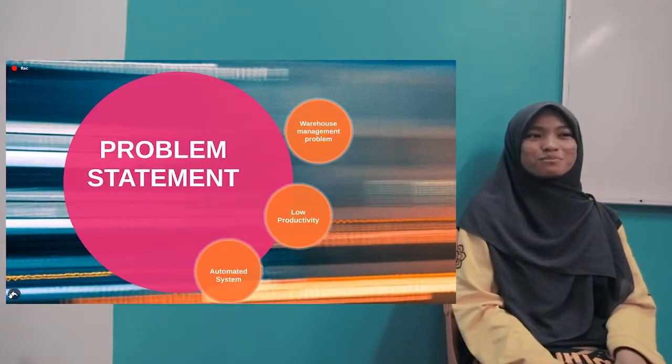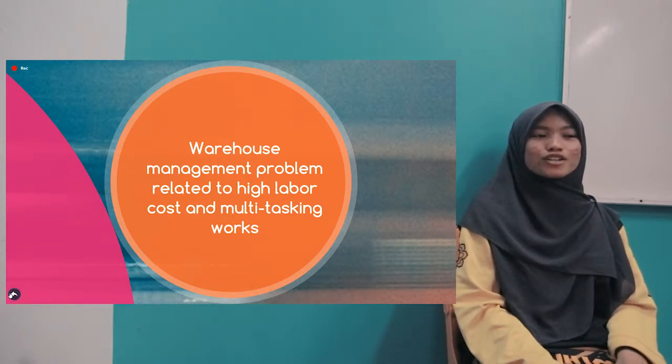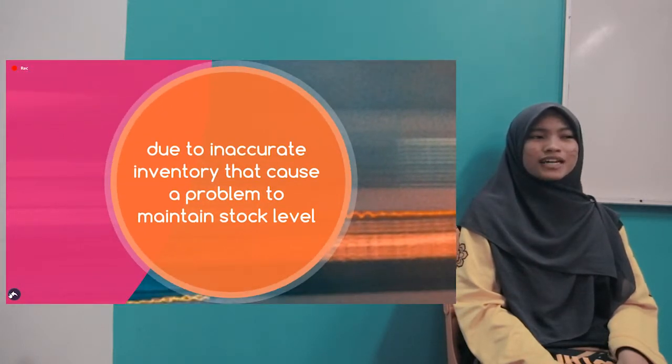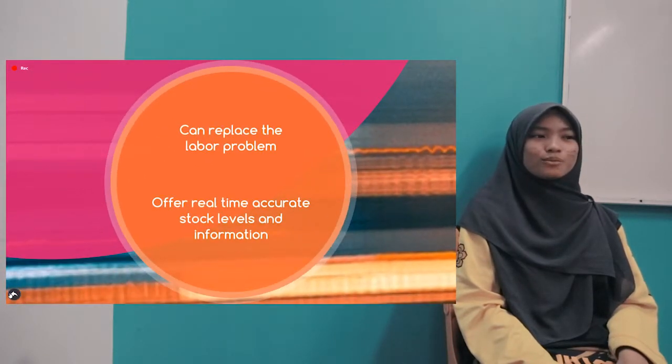We have identified problems regarding warehouse management technology. One of the problems that arise is the high cost and multitasking needs. Generally, a typical warehouse uses expensive equipment and employs a large labor force, which presents some challenges faced in warehouse management. Another problem that arises in warehouses is low productivity. This problem occurs due to inaccurate inventory while maintaining stock levels. Therefore, an automated system offers real-time and accurate information about stock level and composition.